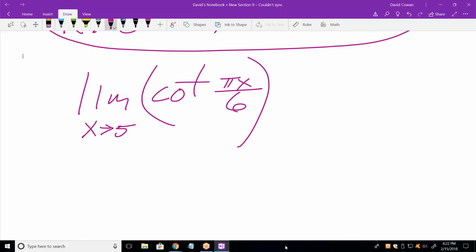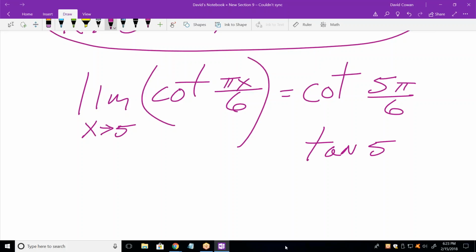Like that? Yep. Exactly. Okay, so what happens if we just substitute? Then it's the cotangent. That's always your first step. All right, so that's just the cotangent of 5 pi over 6. What's the tangent of 5 pi over 6? And we'll just take the reciprocal of it.